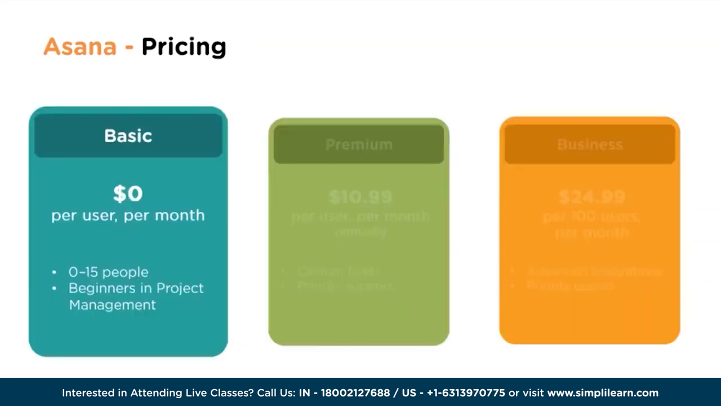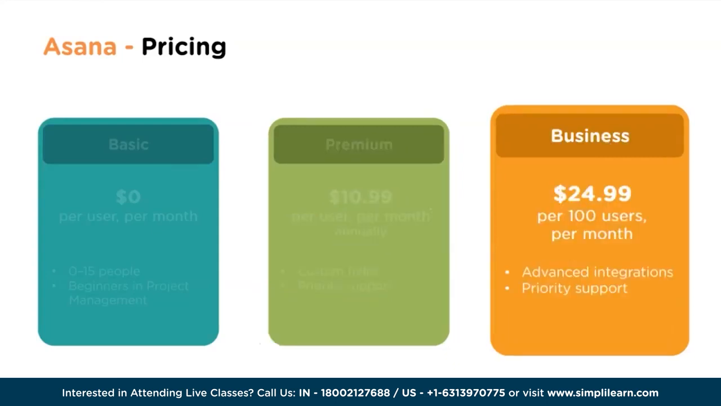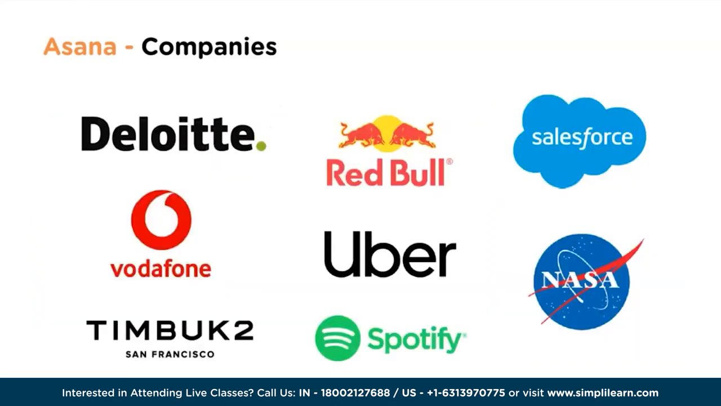The pricing includes the Basic model, where Asana provides for 0 to 15 people, beginners in project management. Premium includes custom fields and priority support, where the pricing is $10.99 per user per month annually. The Business version includes advanced integration and priority support, and it costs $24.99 per 100 users per month. The companies which use Asana are Deloitte, Vodafone, Red Bull, Uber, Salesforce, NASA, etc.